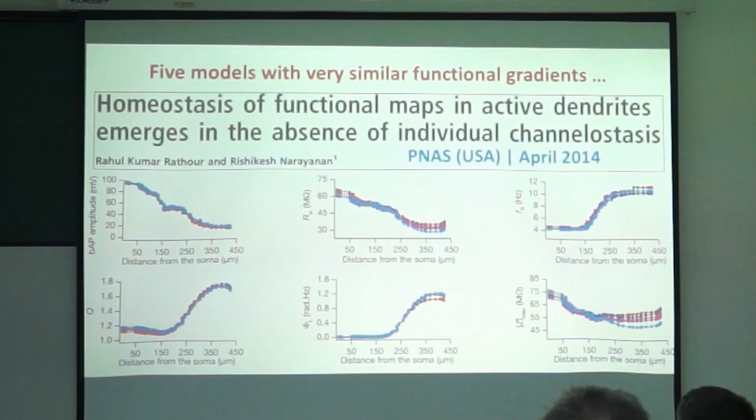And these are examples of neurons where you see that the functional maps are exactly overlapping with each other, at least for most part of it.